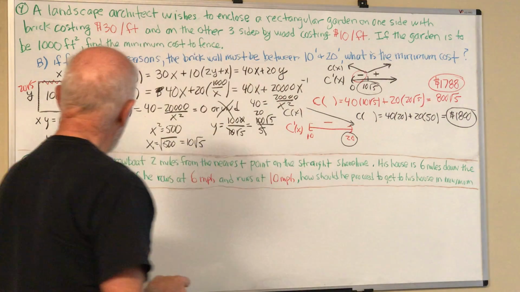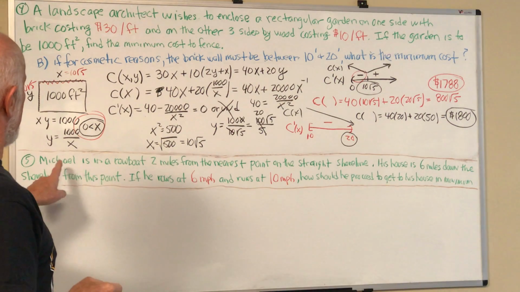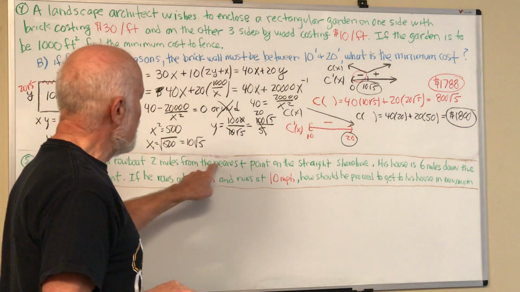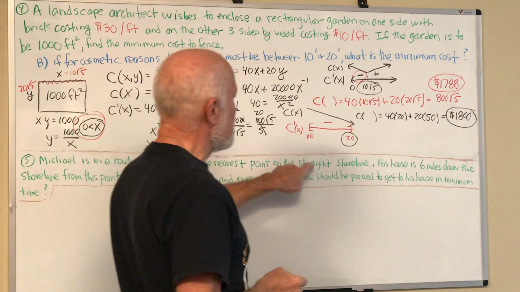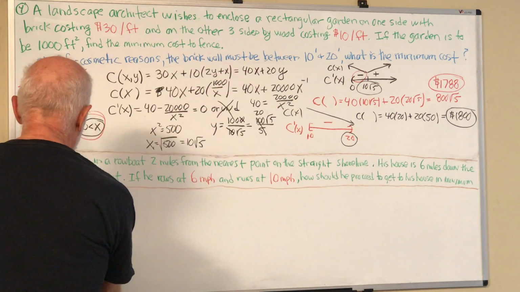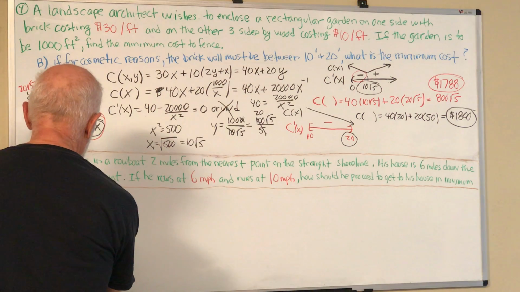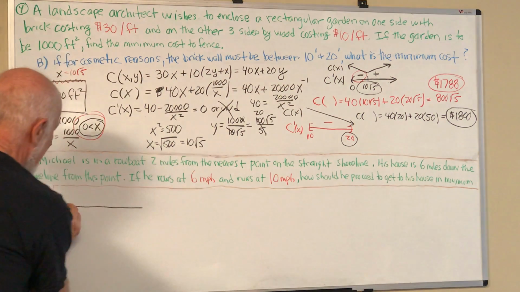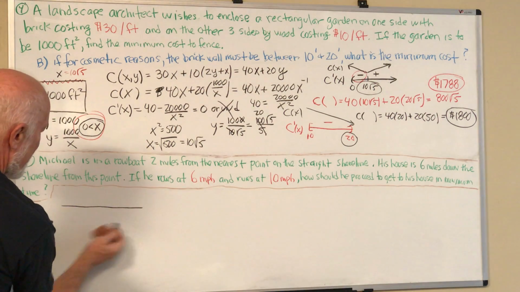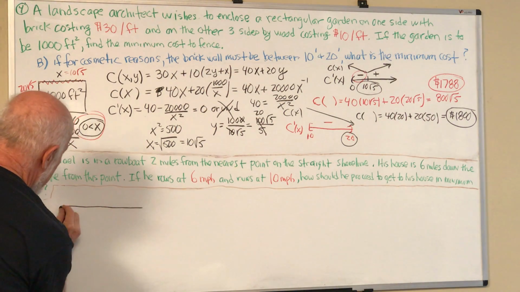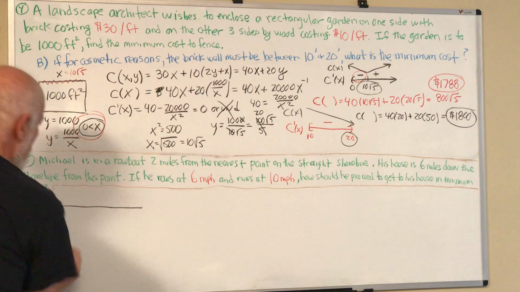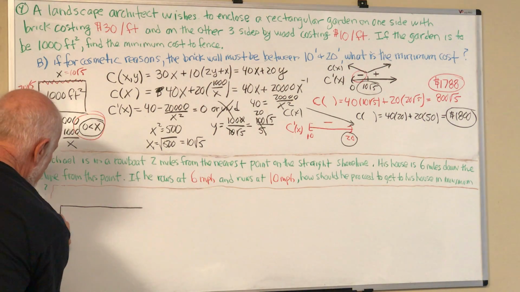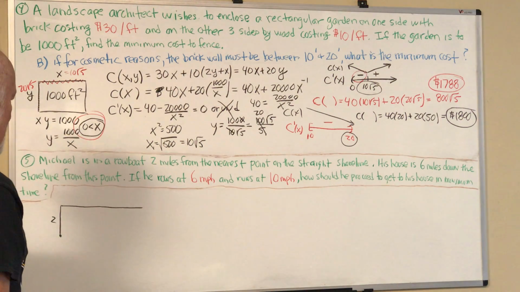Okay, so let's look at one last problem. Michael is in a rowboat 2 miles from the nearest point on a straight shoreline. So I'm going to just draw that so far. Here's a straight shoreline. Michael is out here in the water, and he's 2 miles from shoreline. So I'm going to label this to be 2.